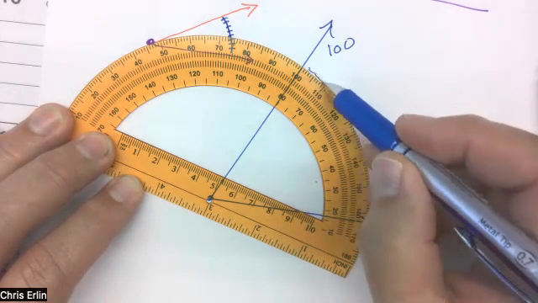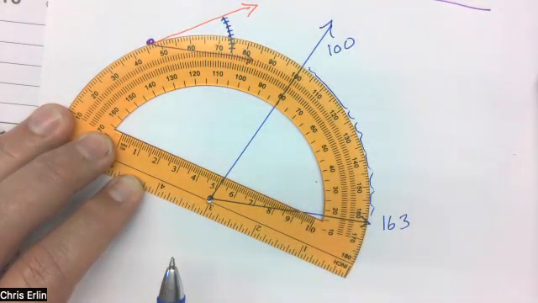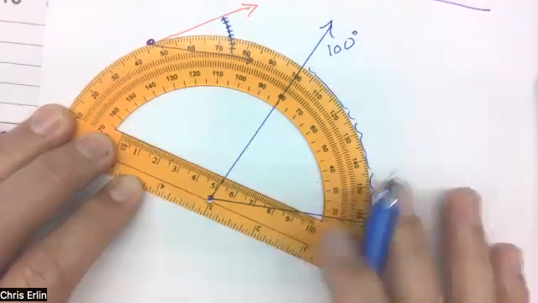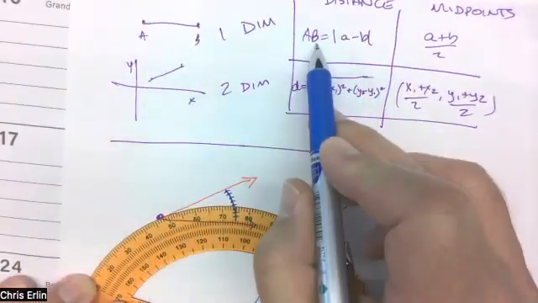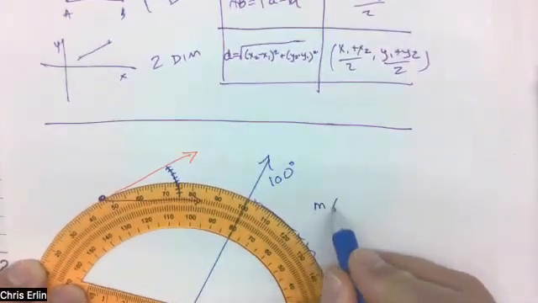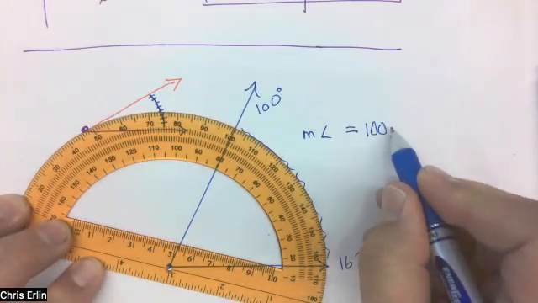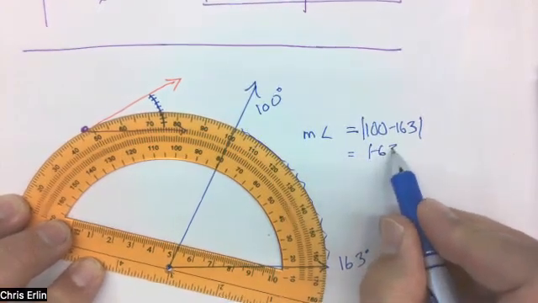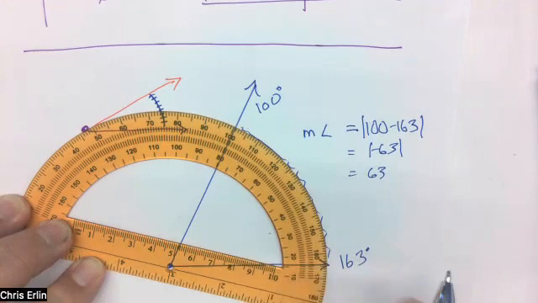So if it's going from 100 to 163, how wide is this opening? How many degrees? Yeah, exactly like we did with the distance for a segment, where we said it's just the difference between the numbers, absolute valued. We can say that we can find the measure of this angle by taking 100 minus 163 and doing it as an absolute value. That way it doesn't matter which one we subtract from which. This angle would be 63.